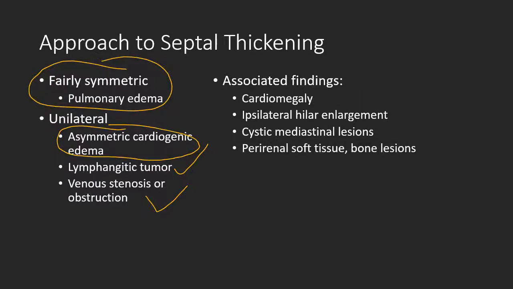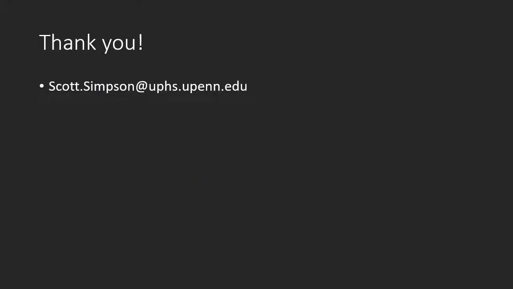If you see diffuse disease elsewhere in the body, so you see perirenal soft tissue, multiple sclerotic bone lesions, perhaps you're looking at a very rare disorder of Erdheim-Chester disease. If there's pulmonary hypertension, lymphadenopathy, a dilated main PA, and septal thickening in the lung, that's the classic triad of pulmonary veno-occlusive disease. So that's it. That concludes our septal thickening talk. This was about smooth septal thickening.